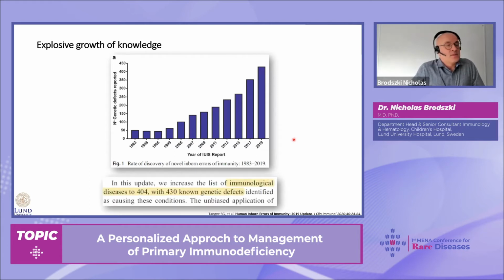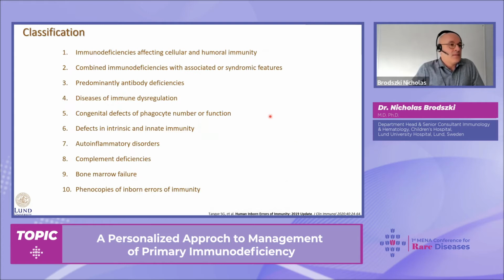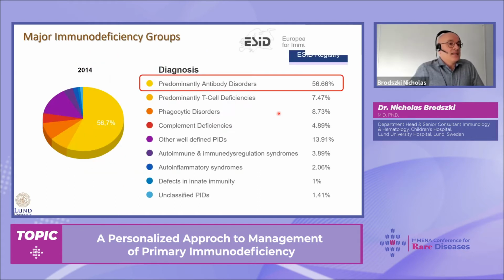For the scope of this talk, I will keep myself to the antibody deficiencies, because they are the ones treated with subcutaneous or intravenous immunoglobulins, and that's easiest to put together in one group. The reason I'm talking about this is also because for us in Europe, this diagnosis is the most prevalent, as you can see in this picture from the European Society for Immune Deficiencies Registry. More than half of our patients are predominantly antibody disorders.